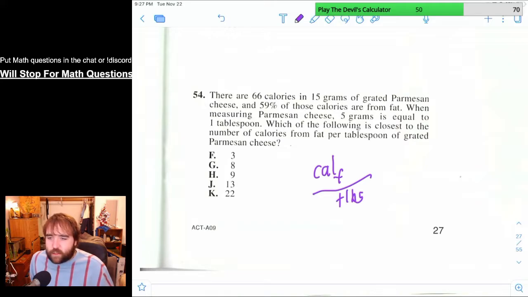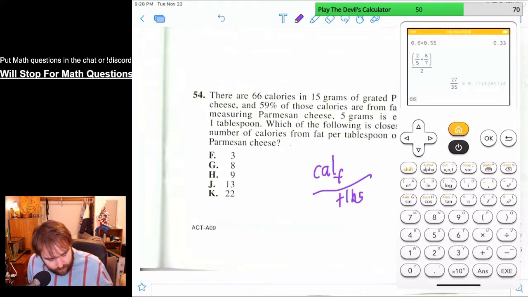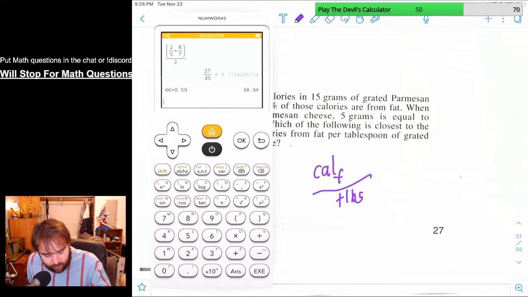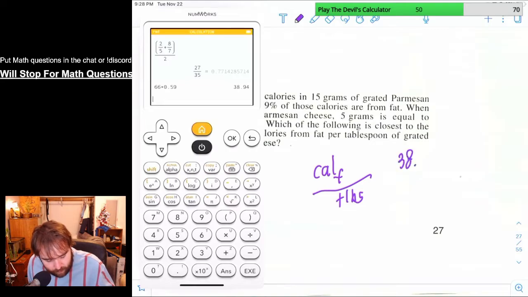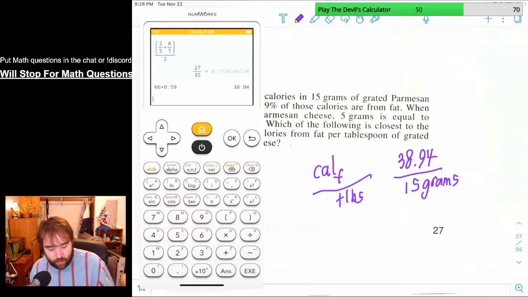All right. So first, let's look at how many in 15 grams. How many calories from fat are in 15 grams? Is that what we should start with? I guess so. So let's do 66 times 0.59. We have the calculator for that. So we have 38.94 calories from fat per 15 grams. That's what we have right now, right? That's what they tell us.